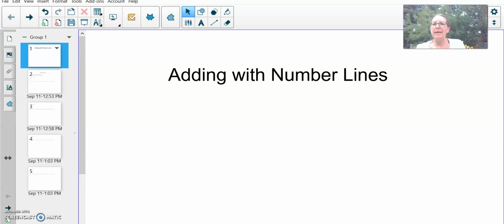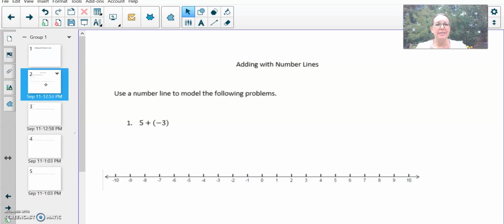Hi everyone. In this video, we will look at adding integers using number lines. Okay, so use the number line to model the following problems. 5 plus -3. So there are a couple ways that I've seen this done.